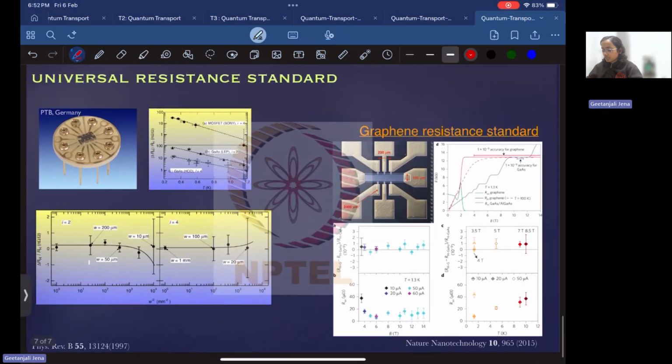Also, the resistivity of different graphene samples using different designs is measured, and the error bars are also calculated for different kinds of samples. For this, the errors are quite small. It is in the order of nano. So that is why we can use this as a standard to measure resistance. Okay, so this is all about the concept that we have seen in week 3.